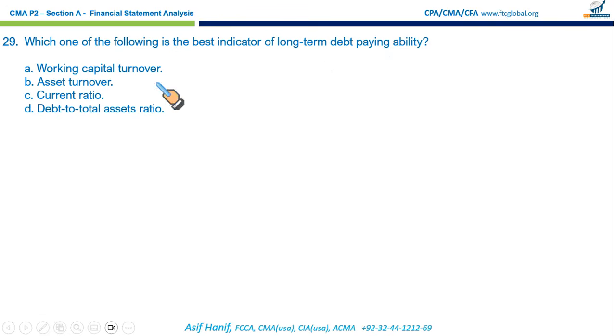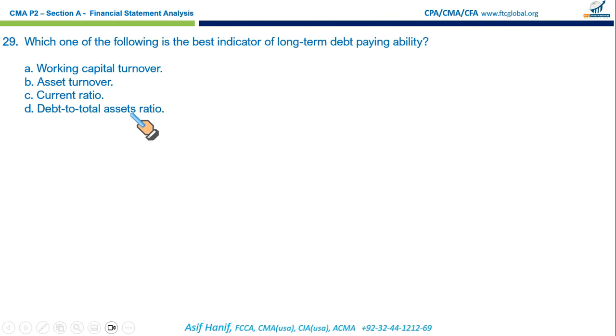Which of the following is the best indicator of long-term debt paying ability? Let us move in sequential order. Working capital turnover, wrong. Working capital turnover measures short-term efficiency. It's an efficiency ratio, an activity ratio, right? Assets turnover, again, shows how effectively assets generate sales. It's a measure of activity, not solvency.